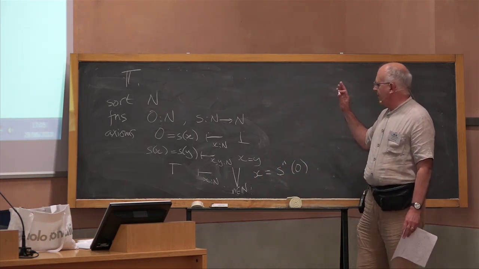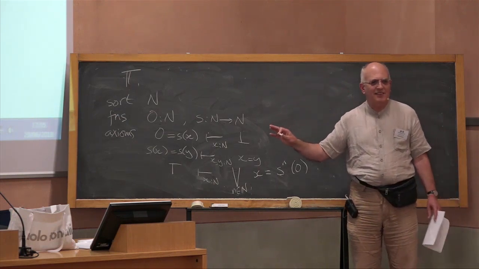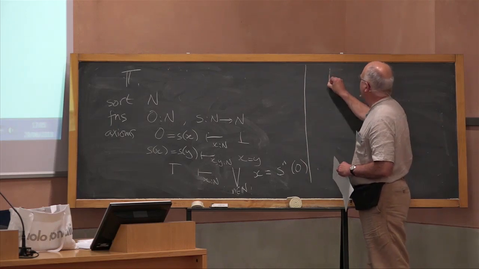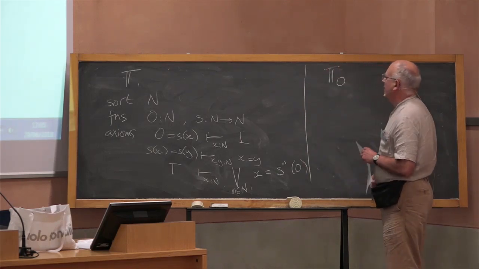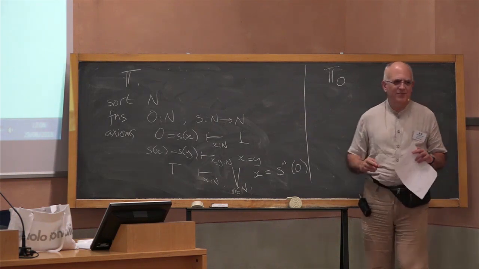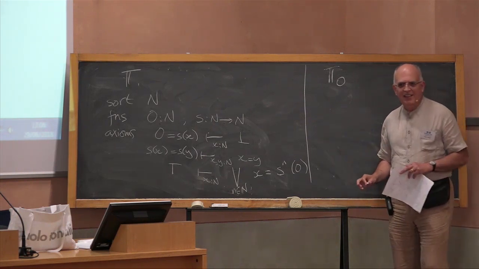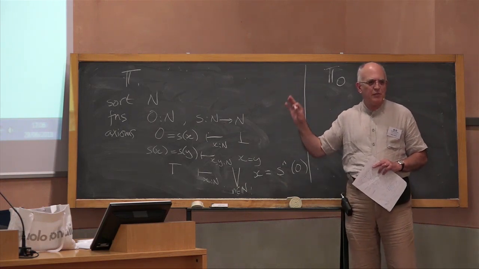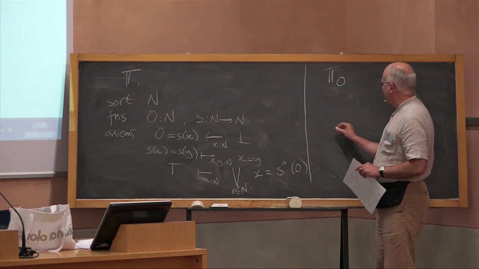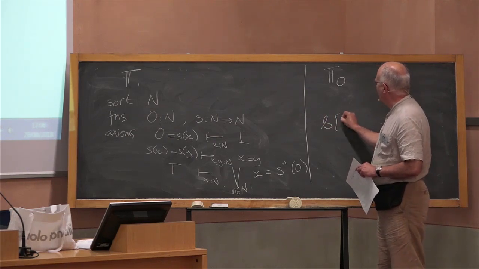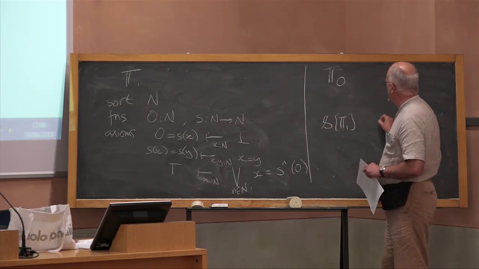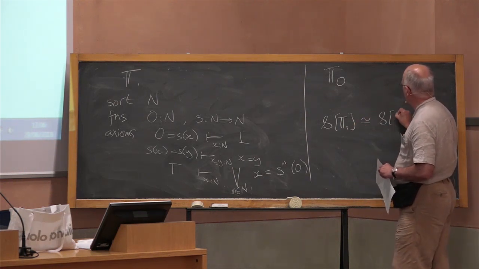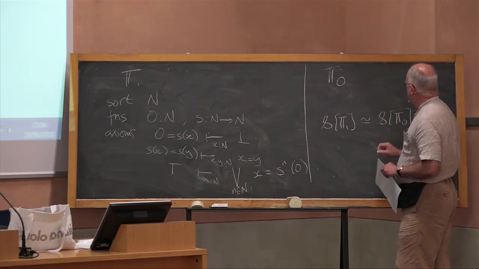So, okay, I'm sure you've no idea what this is about. And the second theory, T0, is nothing. Right? Nothing at all. So what I'm claiming is that there is a bridge between these. So there is a geometric morphism from S[T1]. Sorry, there's an equivalence between S[T1] and S[T0].